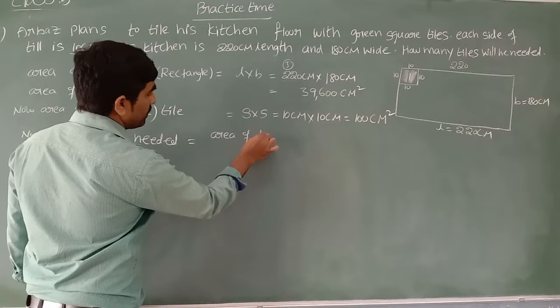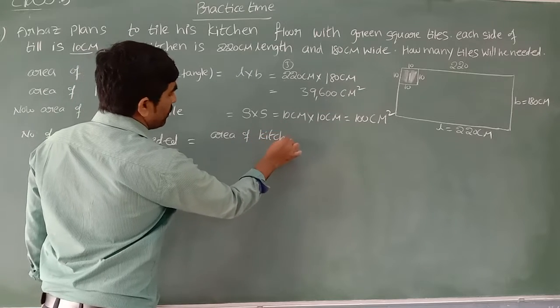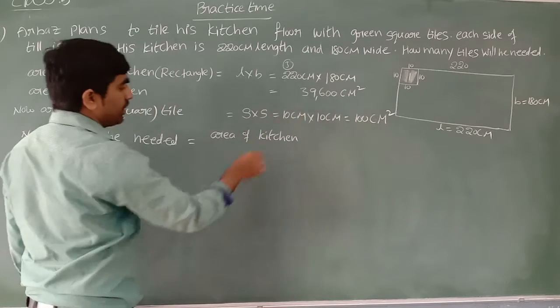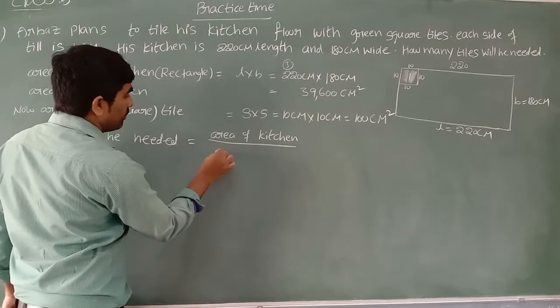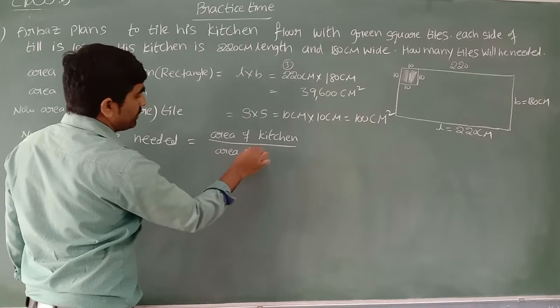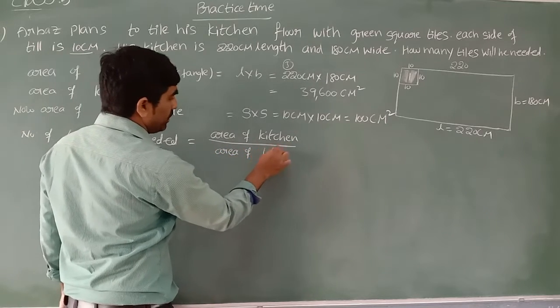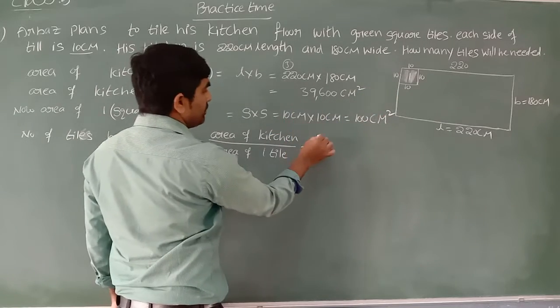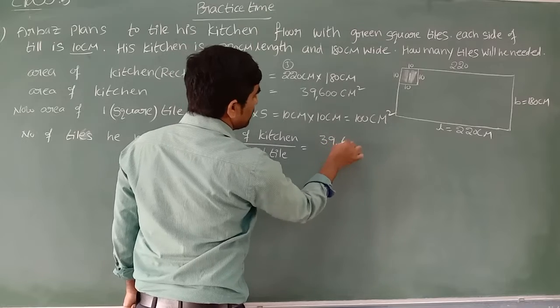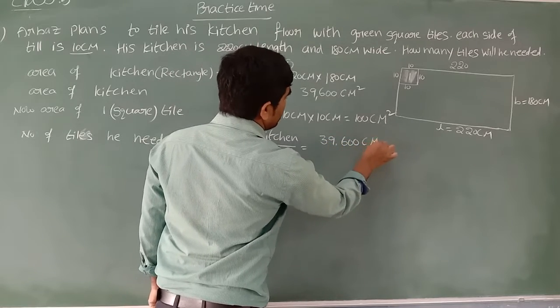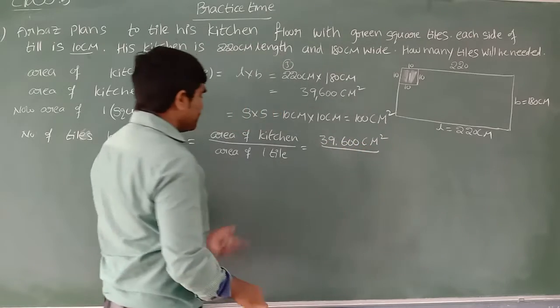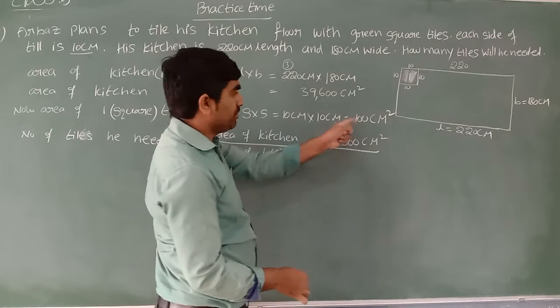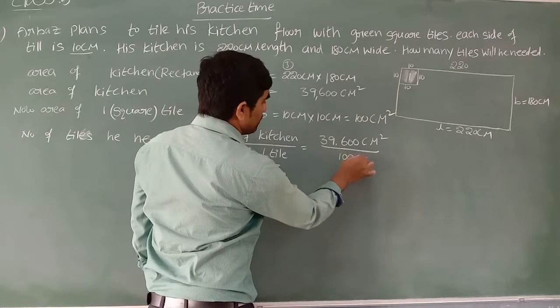Area of kitchen, total area of the rectangle, by area of one tile. So what is the total area of kitchen? Which is 39,600 square centimeters. What is the area of one tile? Which is 100 square centimeters.